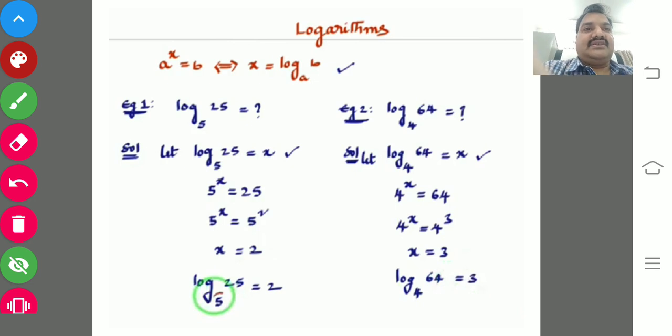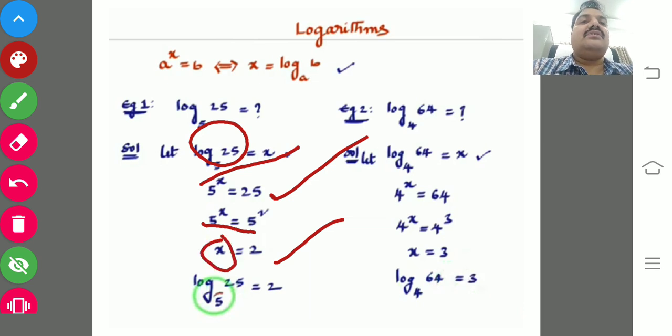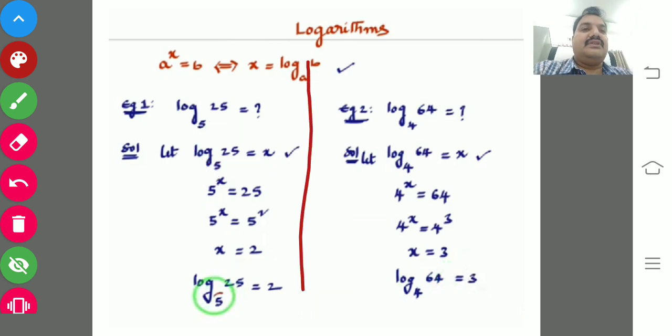Here the question is, using the definition a power x equal to b, x equal to log b base a, find the value of log 25 base 5. You don't know the answer, so let log 25 base 5 equal to x. So 5 power x, use the crossway, 5 power x equal to 25. And the 25 value, you know, is 5 square. You just cancel the bases, x equal to 2. The x value you should write here. Log 25 base 5 equal to 2. That's it. Now the second question.